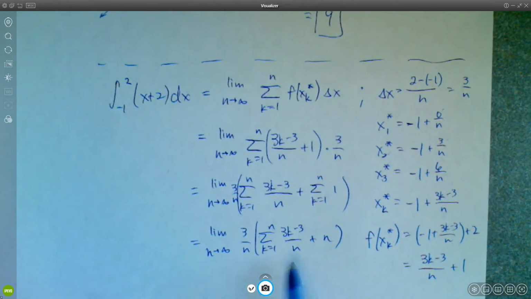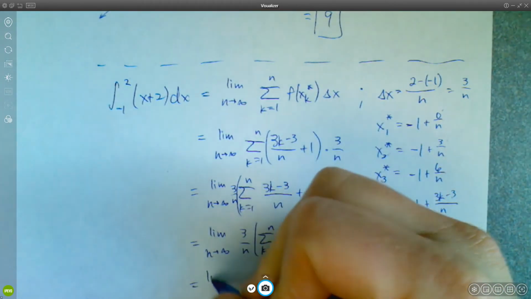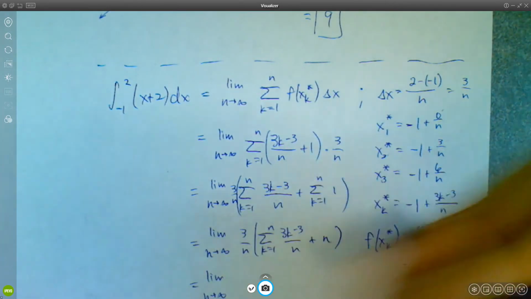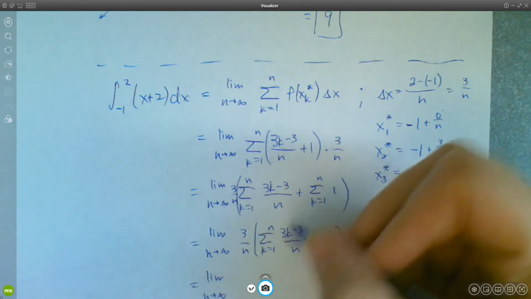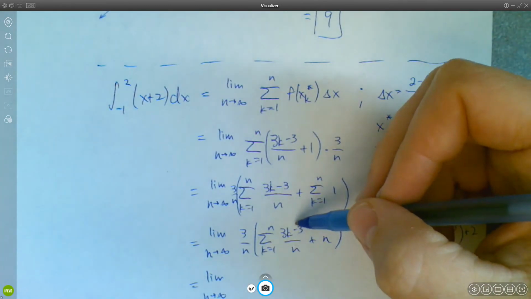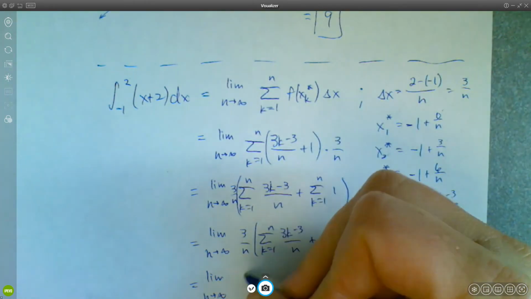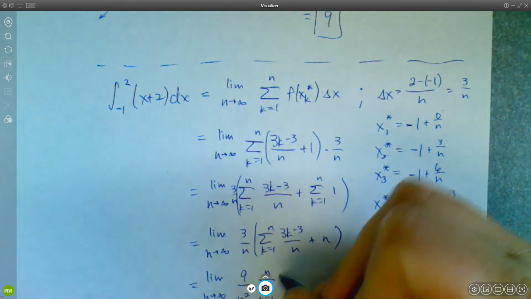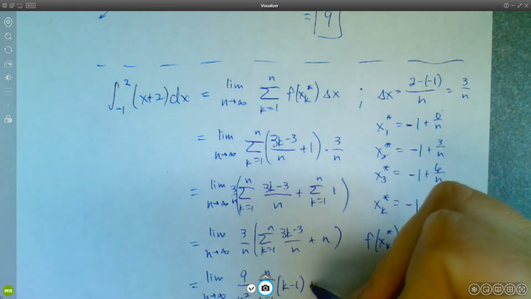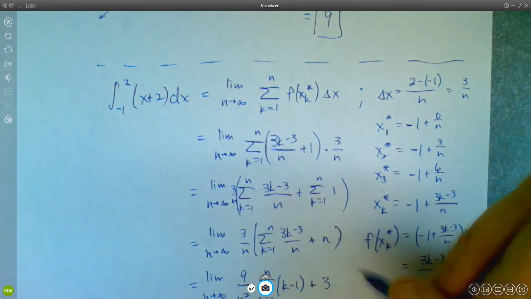Okay, we can take out an n, so I'm actually going to distribute 3 over n back in at the same time. So if I factor out the 1 over n, and actually I can factor out a 3 as well, right? If I take out a 3, then this will become 9 over n squared times the sum from k equals 1 to n of k minus 1 plus, and then here if I distribute the 3 over n, the n's will just cancel and give me a 3.